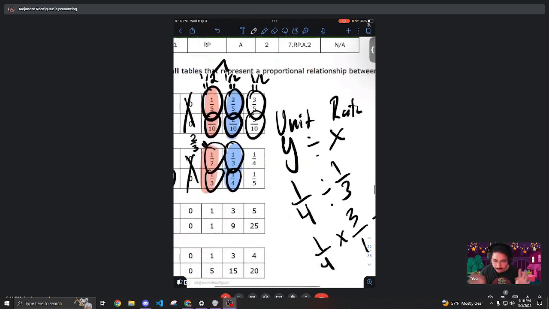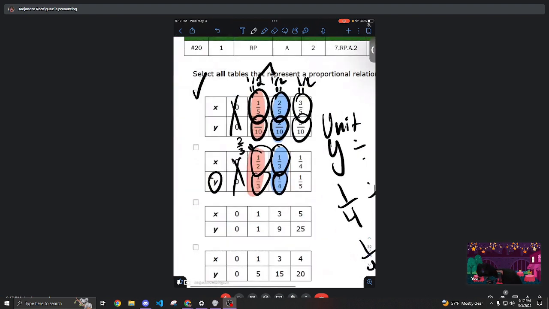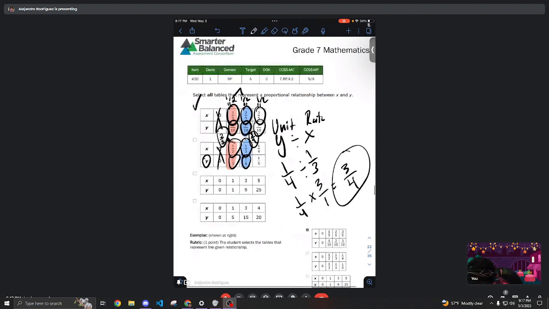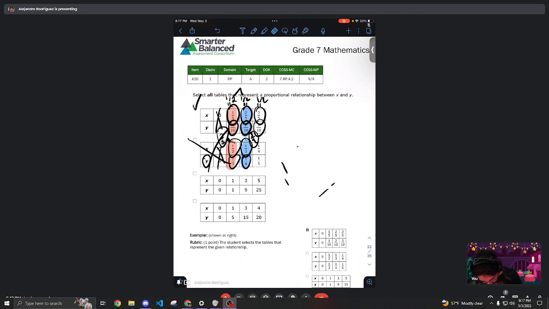Whoa. We already see a problem here, just starting off with the first two entries. My unit rate for the first one was 2 over 3, but my unit rate for the second one is 3 over 4. So these have different unit rates. This would not be a proportional relationship. This one would not count. I can keep going, but you can check this one.